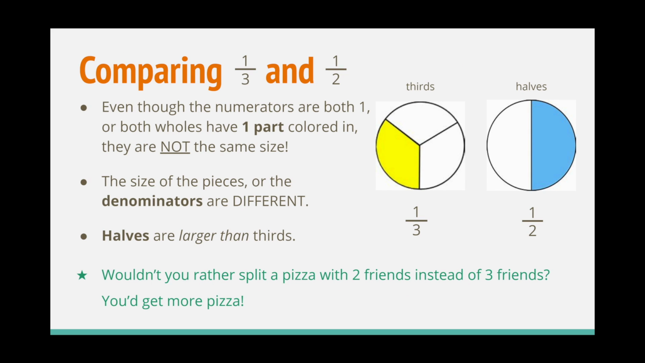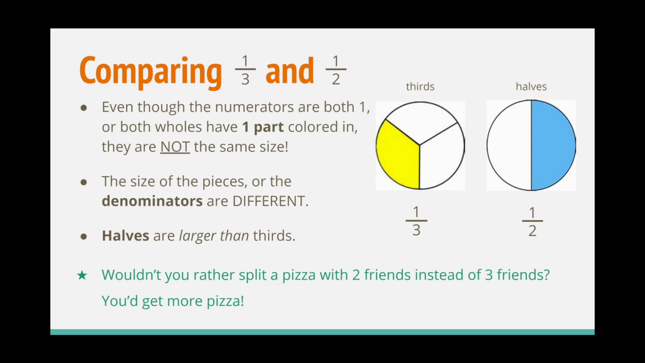So we're going to be comparing 1/3 and 1/2 still. So even though the numerators, or the top numbers, are both 1, they're not the same size. So you're probably like, the size of the pieces or the denominators are different. That's why 1/2 has a 2 on the bottom and 1/3 has a 3 on the bottom. So halves are larger than thirds.